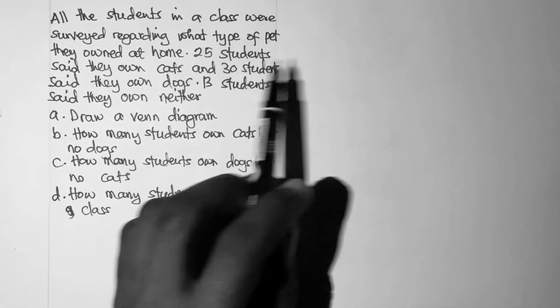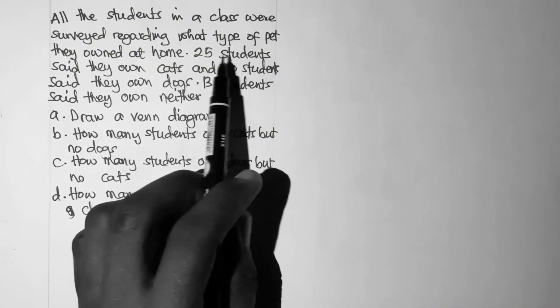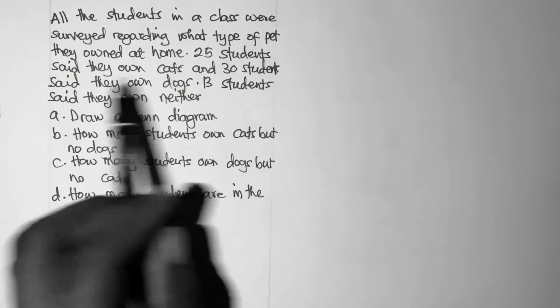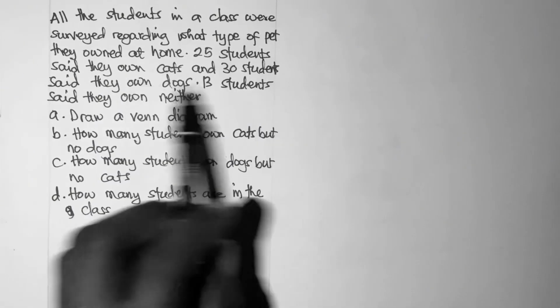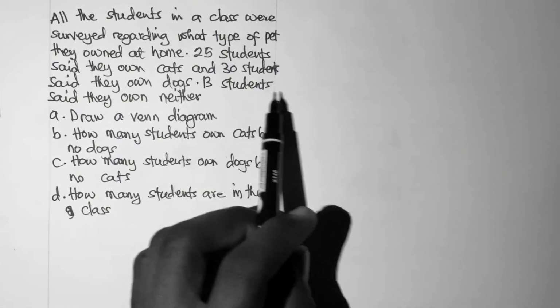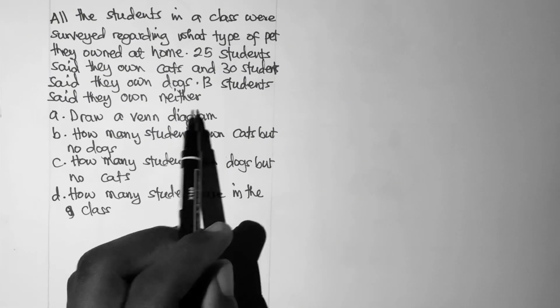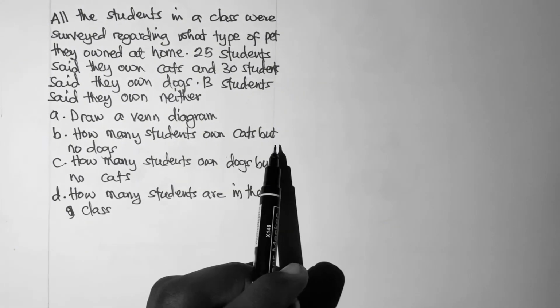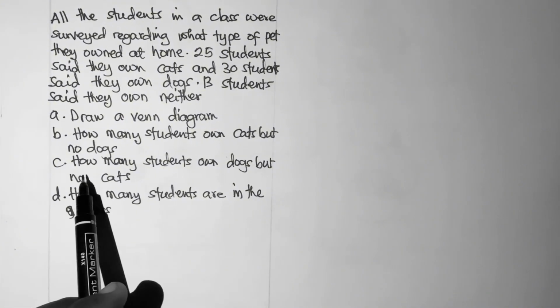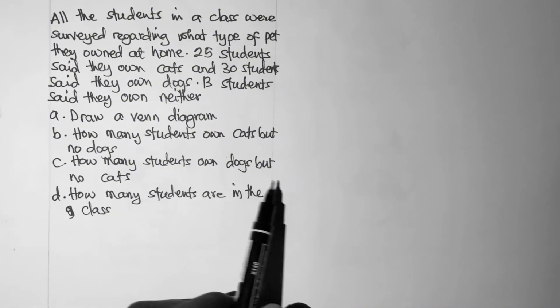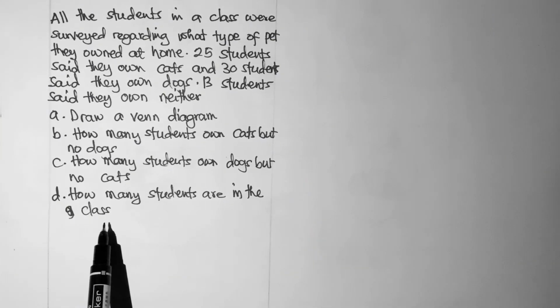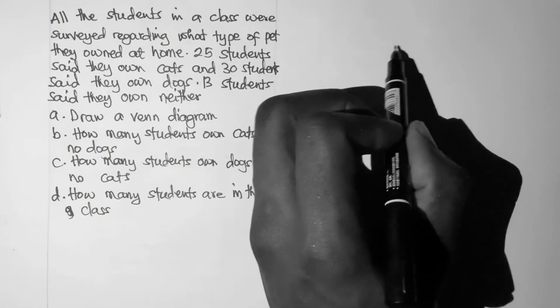All the students in a class were surveyed regarding what type of pet they owned at home. 25 students said they own cats and 30 students said they own dogs. 13 students said they own neither. Draw on a Venn diagram. Then B, how many students own cats but no dogs? Then C, how many students own dogs but no cats? And D, how many students are in the class? So let's draw our Venn diagram here.